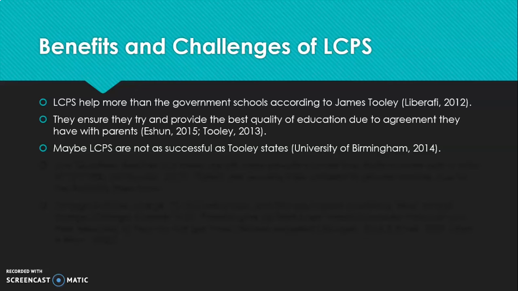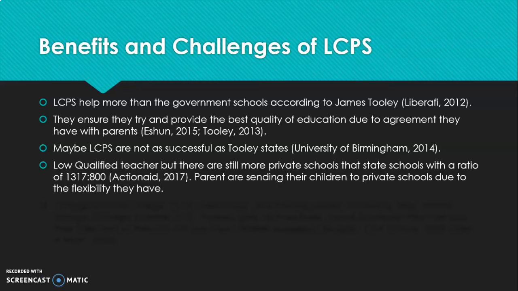Ghana was on a neutral aspect, which states the findings were ambiguous in relation to the assumption. This suggests that maybe the quality of education is not always best due to the underqualified teachers. However, ActionAid in 2017 did find there are still more private schools than state schools in Ghana, with a ratio of 1,317 to 800 state schools.